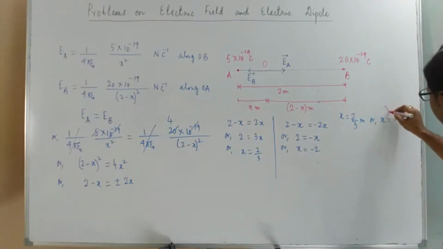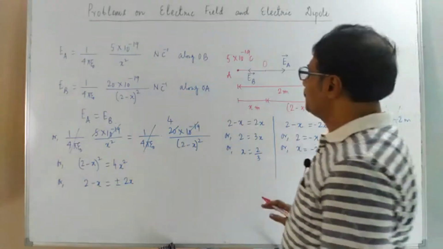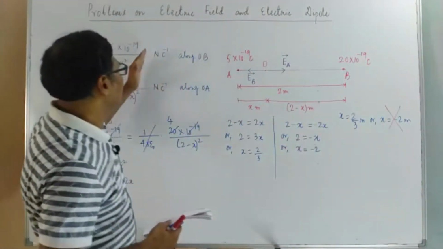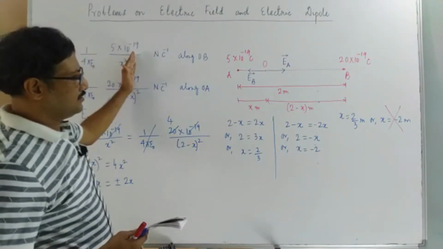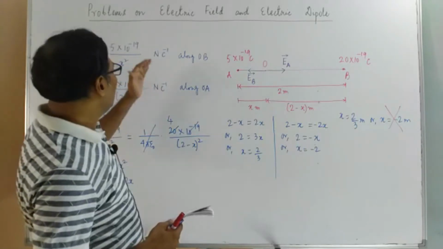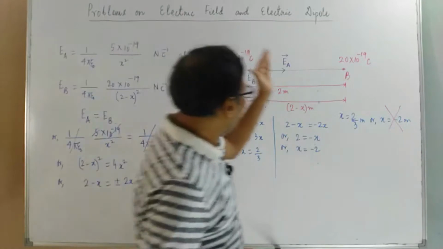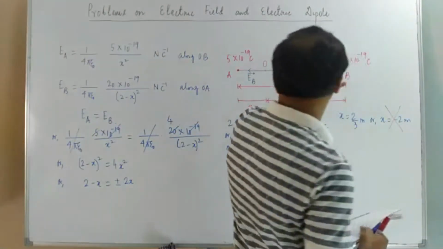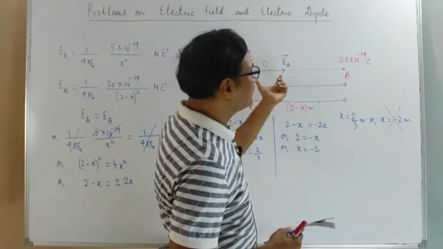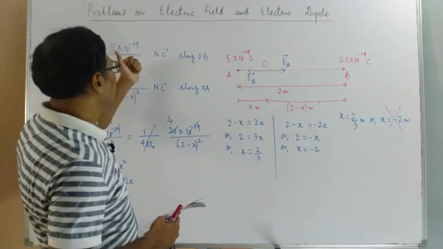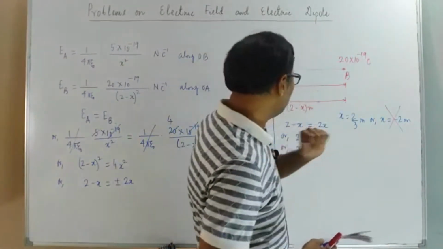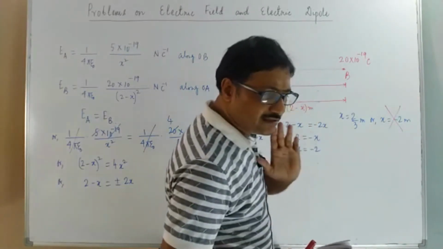The solution x is equal to minus 2 meter is not possible, because x is equal to minus 2 meter indicates a point on the left hand side of A. As these two are positive charges, you cannot have the electric field be zero at any point on the left hand side of A or on the right hand side of B. If these two charges are positive, the electric fields due to these two charges must be acting in opposite directions, which is not possible when we consider a point on the left hand side of A or on the right hand side of B. So x is equal to minus 2 meter is not possible.